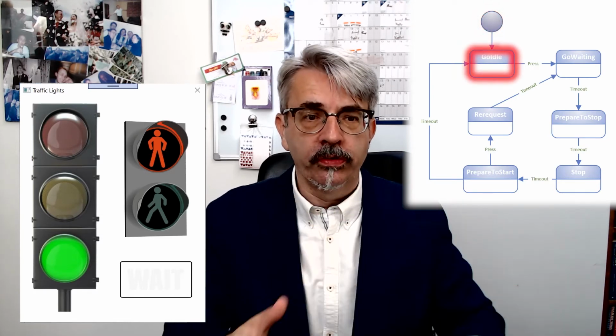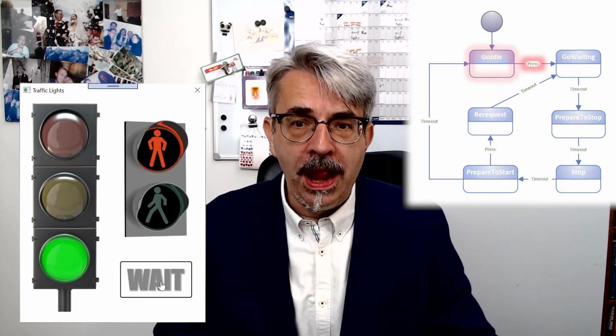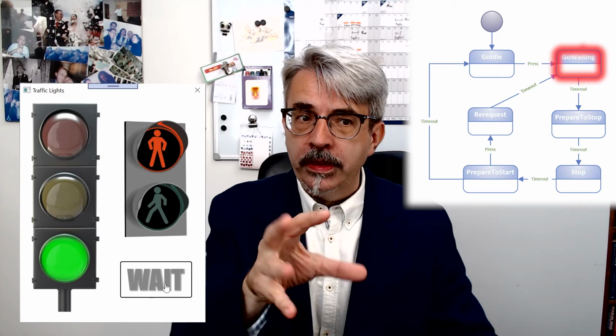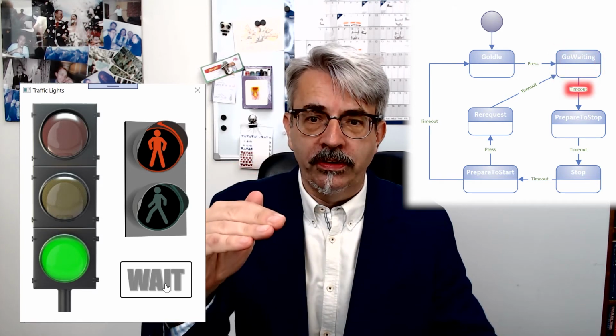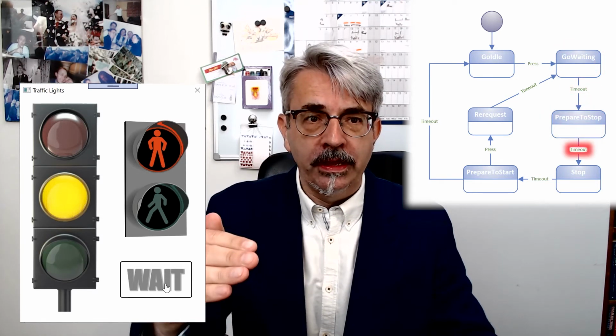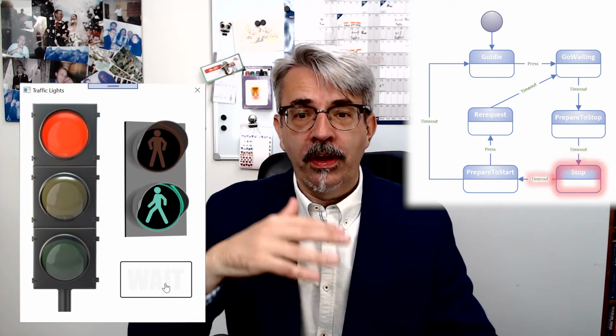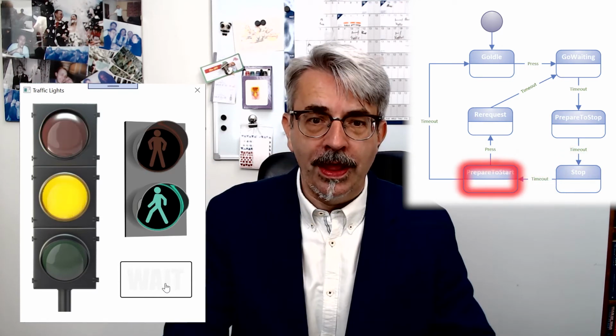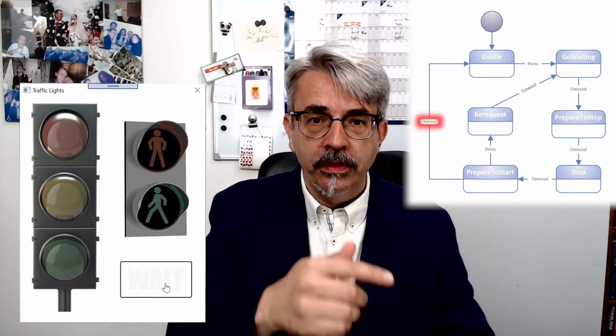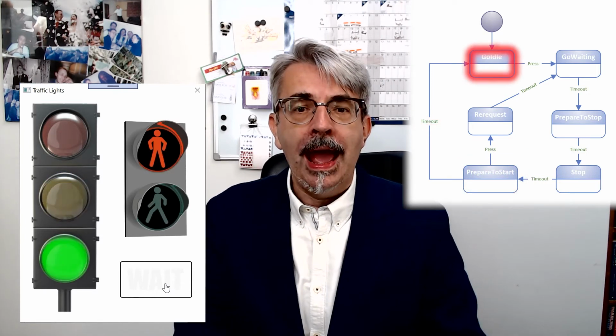And if we just run that up again, we can walk it through those. So we start out in go idle, just the green light displayed, and then if I press, we move to go waiting, no visible change, but then the timeout takes us to prepare to stop, then the timeout takes us to stop, then the timeout takes us to prepare to start, the flashing, and then we can see the timeout takes us back to go idle, and we're back where we started.